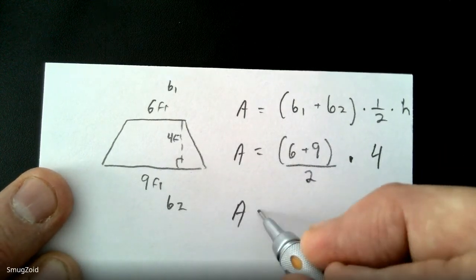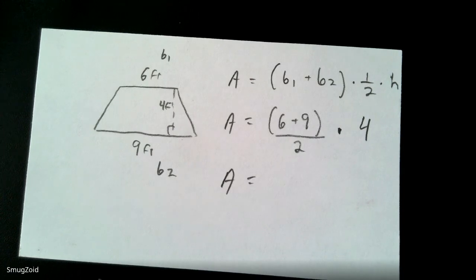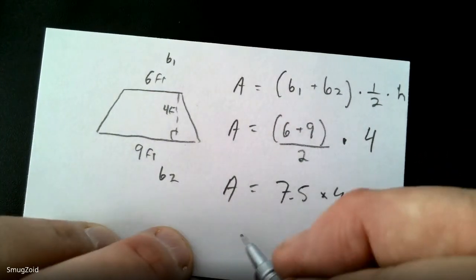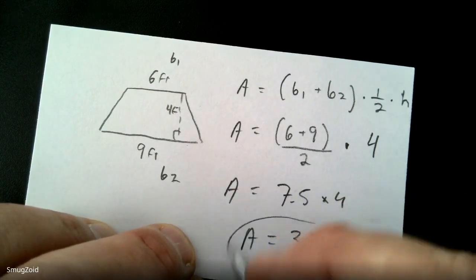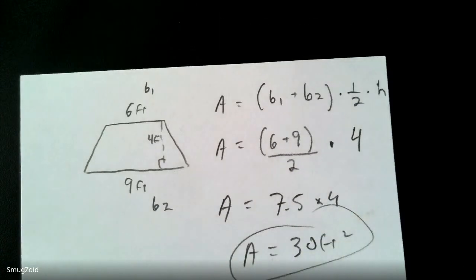What do you get? 42. 42? 6 plus 9 is 15. Half of 15 is 7.5. 7.5 times 4 is 30 feet squared. I don't know how you get 42. What are you doing? I did 4 plus 6, so I did the rest.